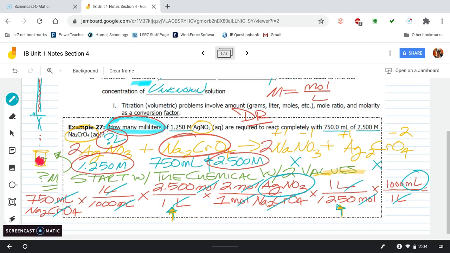Okay, so let's do that. 750 divided by 1,000. Hit enter. Times 2.500, hit enter, times 2, hit enter, divided by 1.250, and then times 1,000. And when you do all of that work, you're going to end up with an answer of 3,000 milliliters of the silver nitrate. And there's your answer right there.